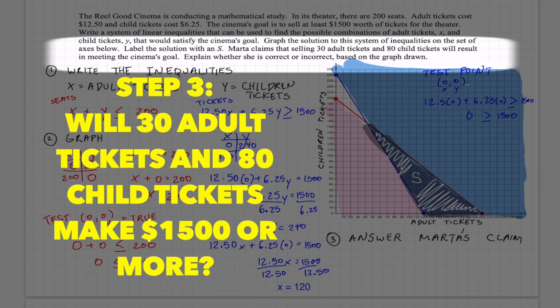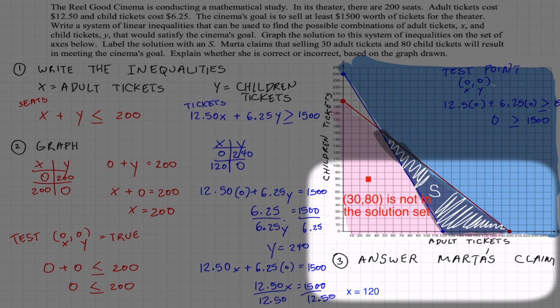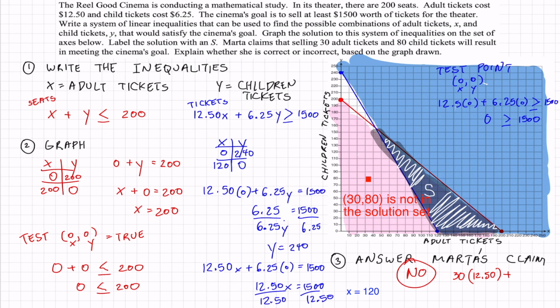What if I sell 30 adult tickets and 80 children tickets? Am I going to make 1500? There are 2 ways to check that. 30 adult tickets and 80 children tickets is going to be right here, and it's not in the common shaded region. The answer to that is flat out no. And you can even check: if I do 30 times 12.50 and 80 times 6.25, that's going to equal 875, and that doesn't meet the goal of 1500.